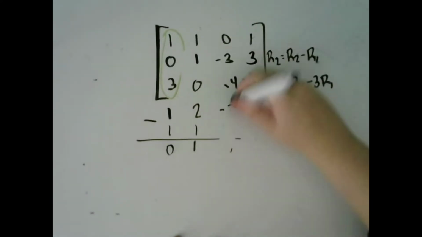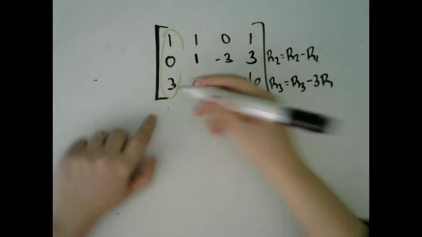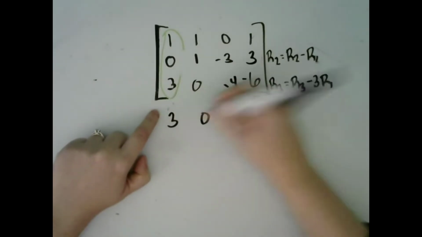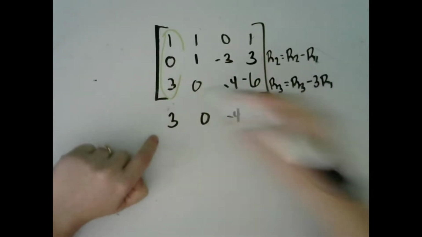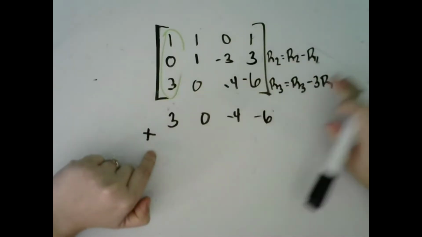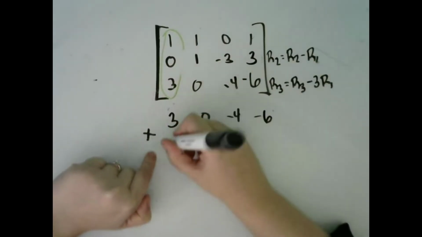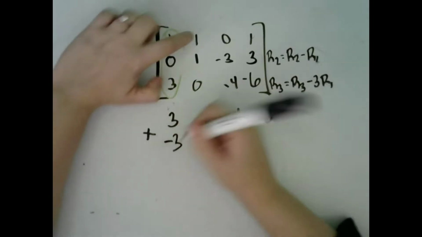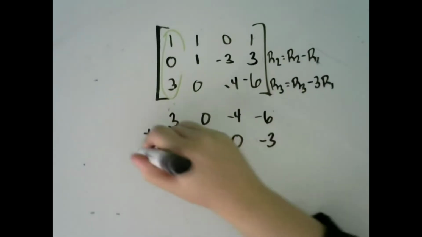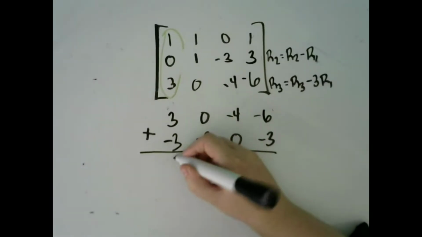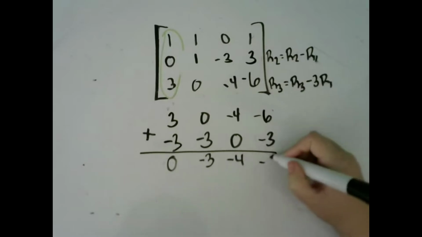Repeat that with our second operation. And our second operation is to do row 3, 3, 0, -4, -6. And then instead of doing minus, I'm going to do plus, and I'm going to distribute the -3 to each term in row 1. So we're going to do -3, -3, 0, -3. That's going to give us a new row 3 of 0, -3, -4, and -9.